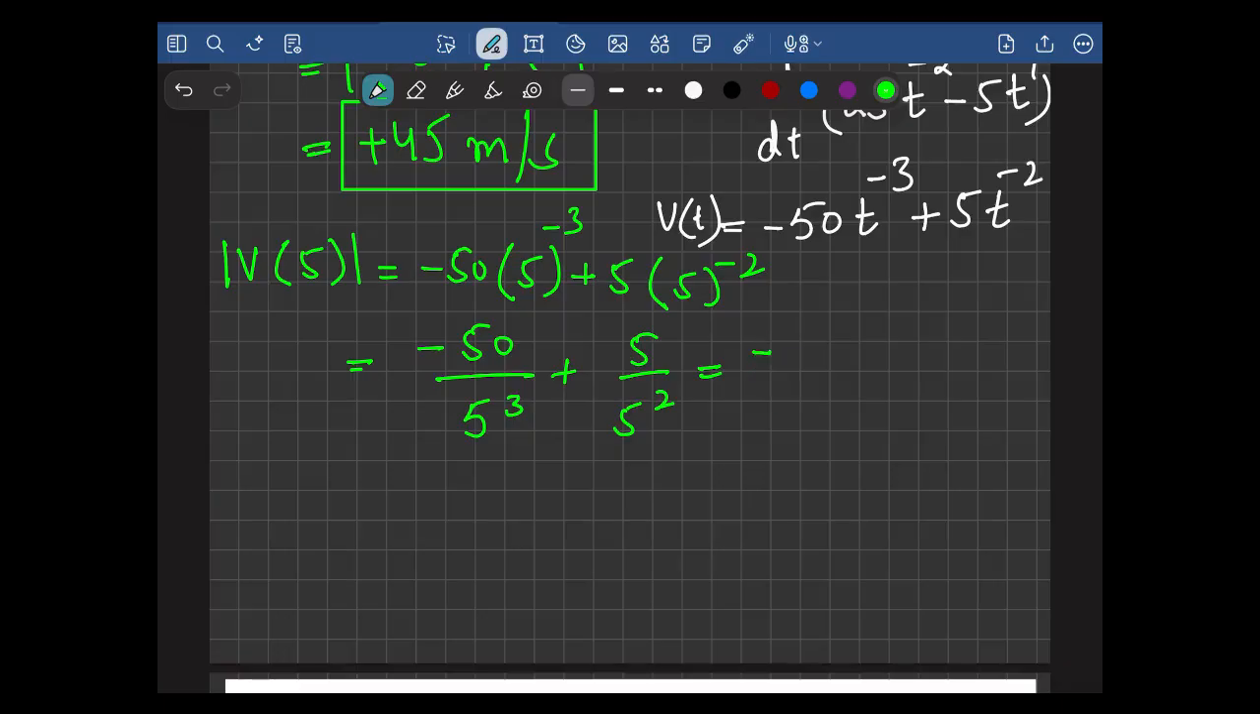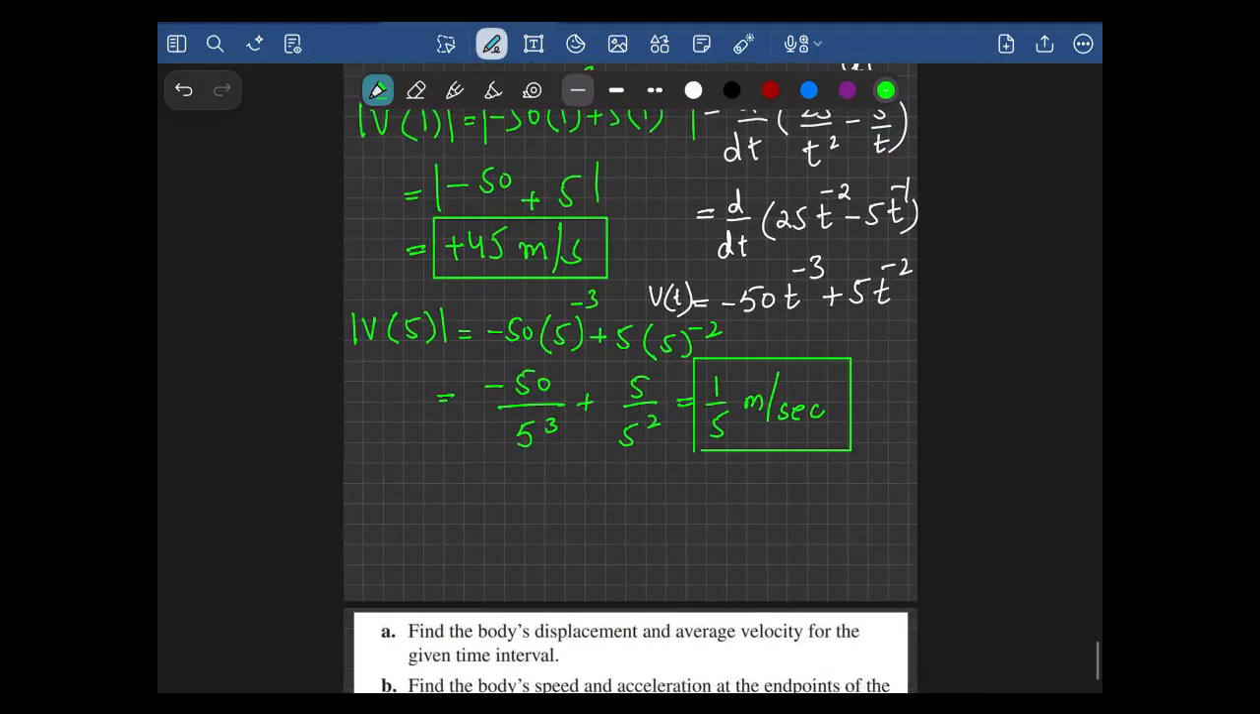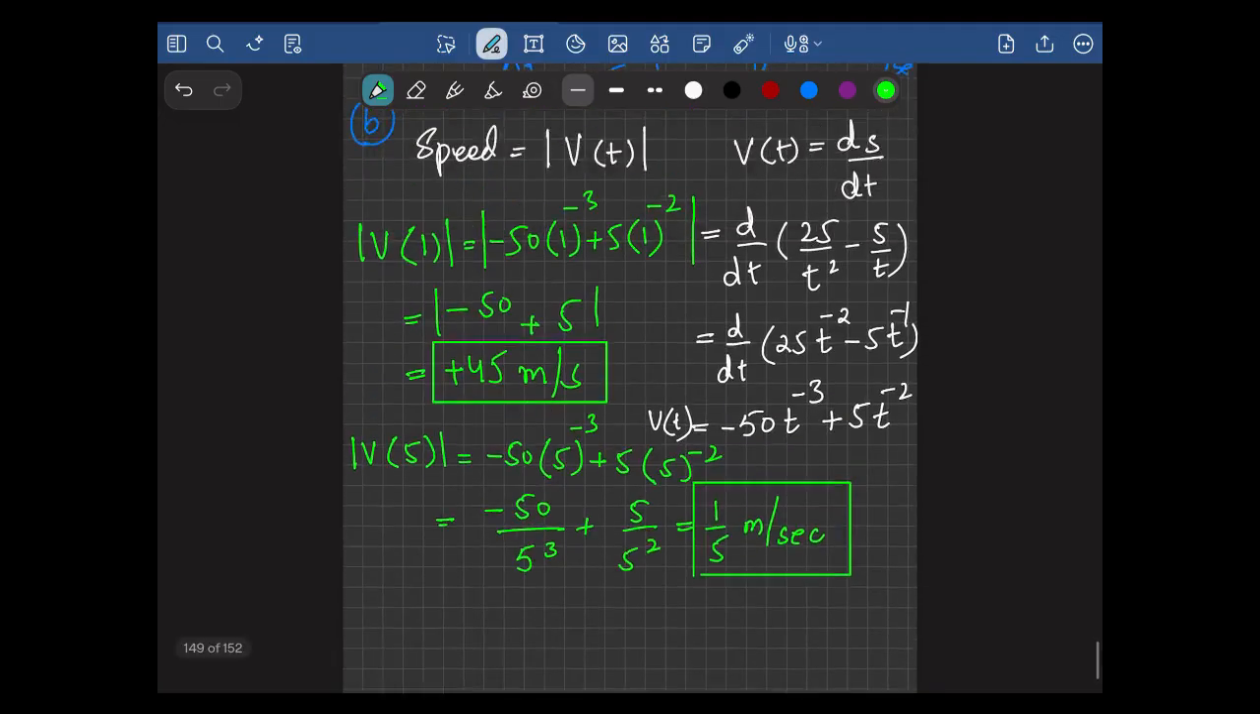Okay, let me use the calculator to save more time here. Minus 50 over 5 cubed plus 5 over 5 squared, and this is going to be equal to 1 over 5 meter per second. That's the speed at the other endpoint, 1 over 5.